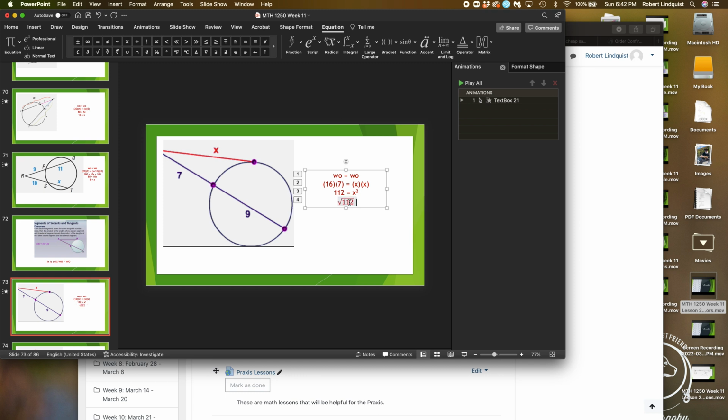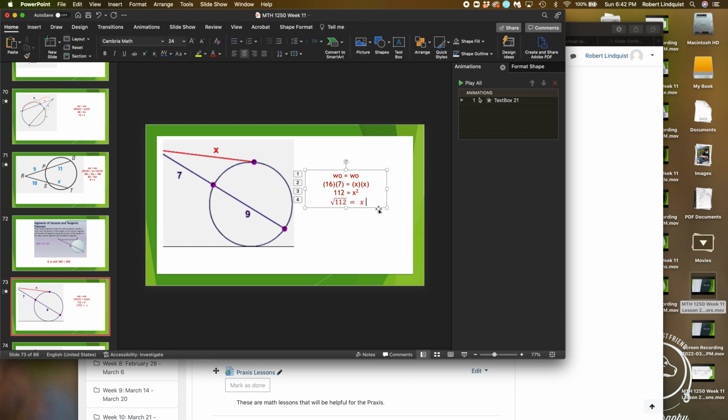112 equals x squared. So if we say to leave it in simplest form, x will equal the square root of 112. And if it wants me to say what exactly the square root of 112 is, well, not exactly, but rounded to the nearest tenth, it is 10.6.